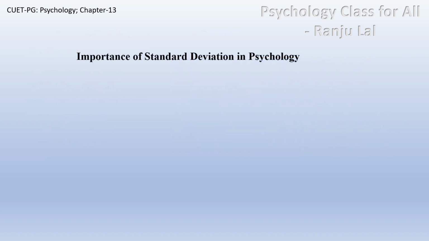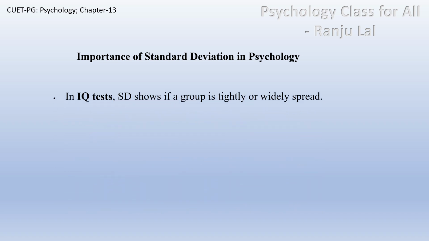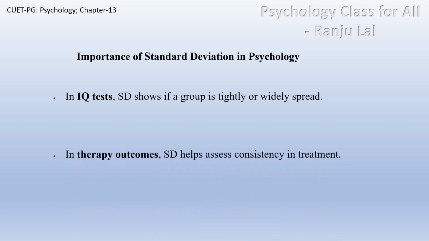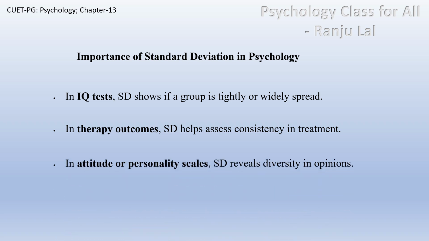Why is SD important in psychology? Because psychology is full of individual differences. Standard deviation helps us understand how consistent or variable these responses are. Standard deviation can be used in IQ tests because SD shows if a group is tightly or widely spread in terms of IQ. In therapy outcomes, SD helps to assess consistency in treatment. In attitude or personality scales, SD reveals diversity in opinion. For example, if two therapy groups have the same average stress score, but one has a higher SD, that is a less consistent result.